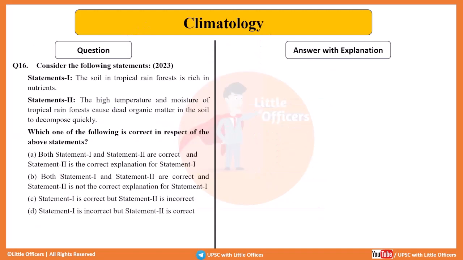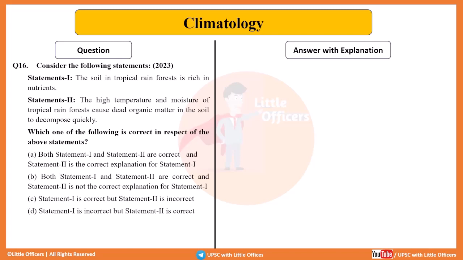Next, consider the following statements. It was asked in 2023. The soil in tropical rainforest is rich in nutrients. See, generally soils in tropical forests are poor in nutrients. Why? Two reasons. One is intense rainfall. Though the climate is good for decomposition, the rainfall will lead to leaching away of the nutrients. Then look at the second statement.